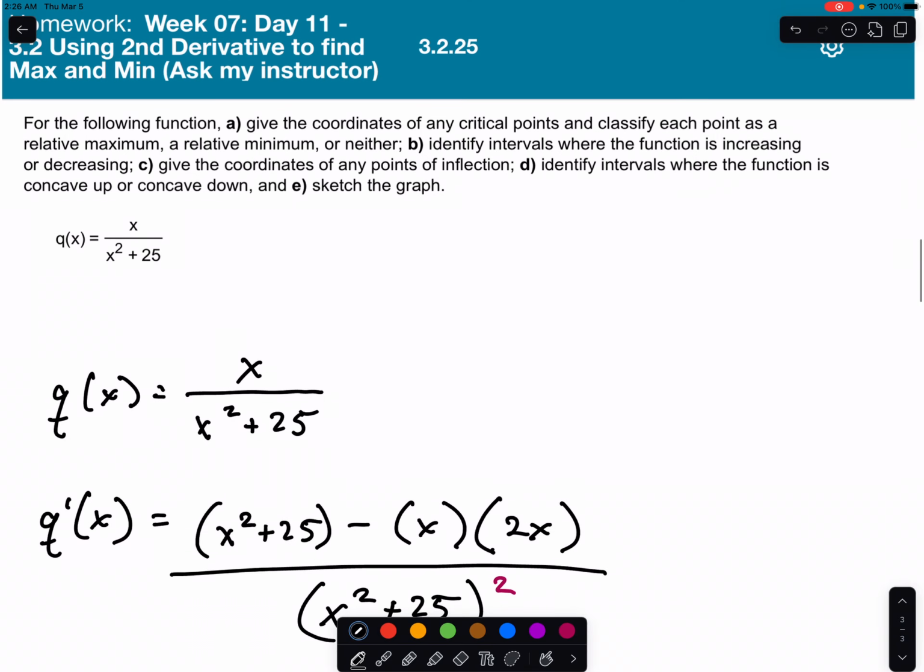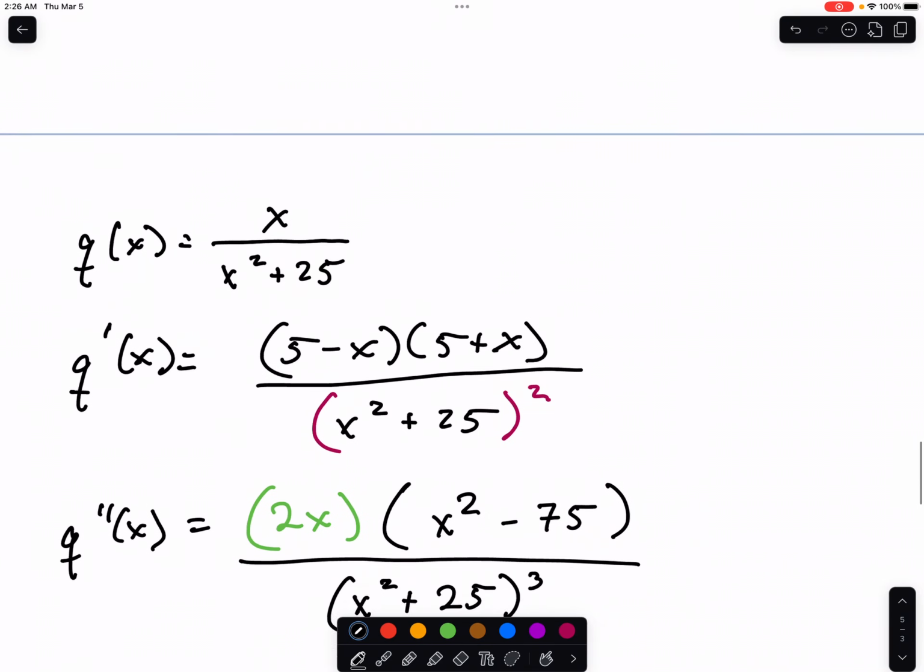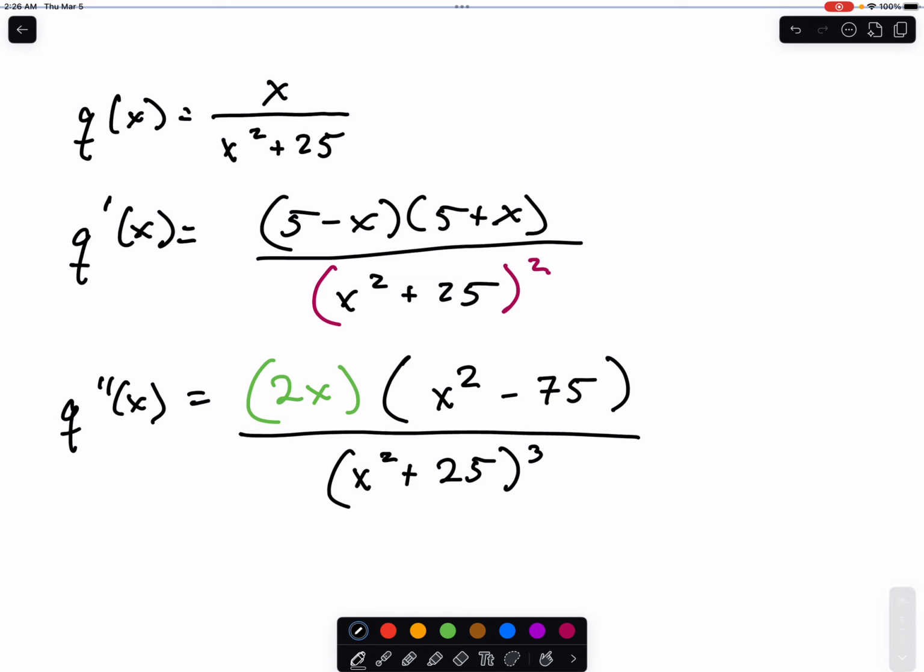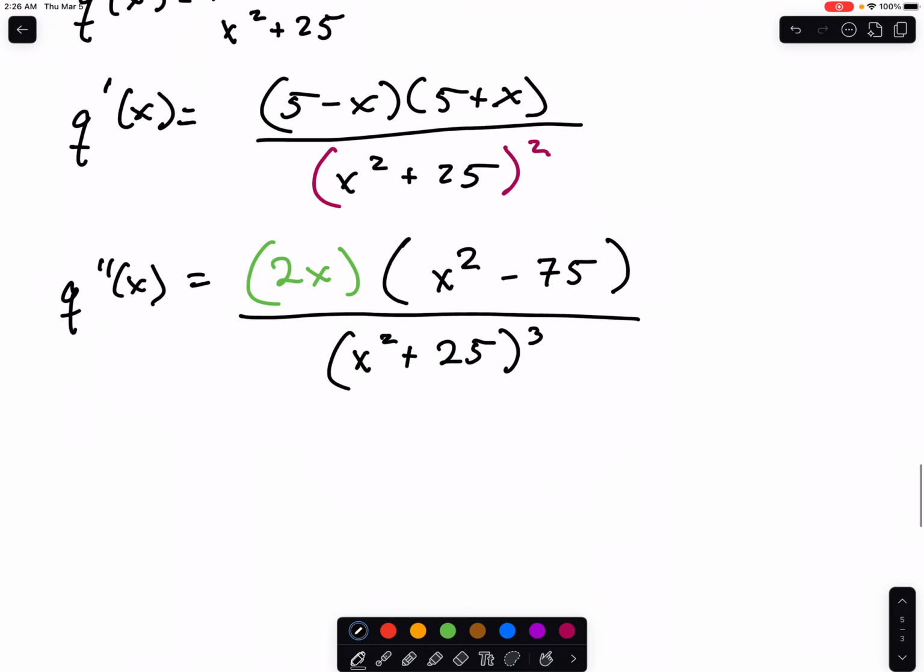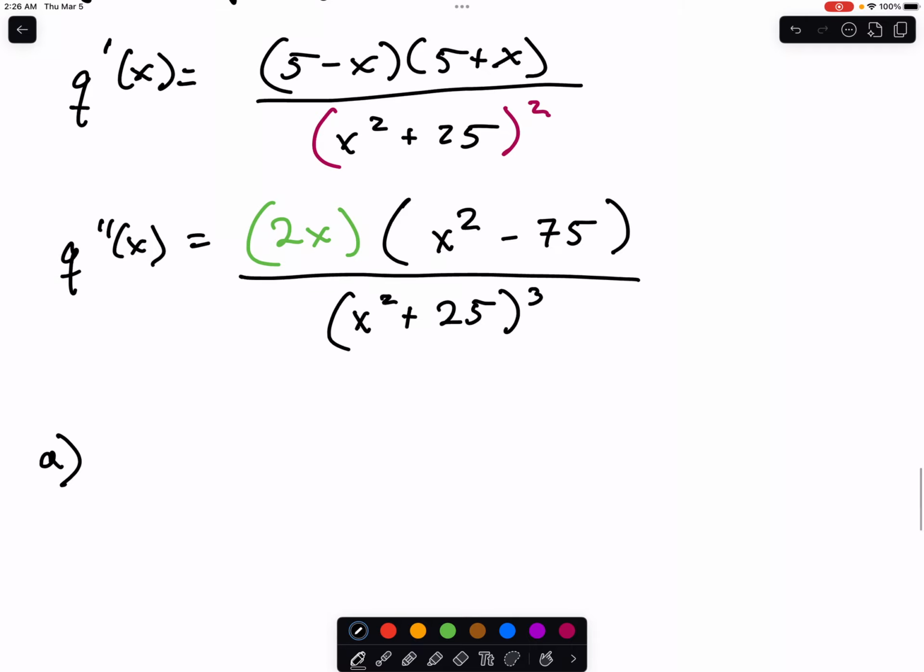Okay, so we want to find the critical points, right? So the critical points are going to come from the first derivative, right? Those are going to be those values of x that make the first derivative either 0 or undefined, okay? So for part A, we basically want to set the derivative. We want to find the values of x that makes the first derivative either 0 or undefined. The values of x that are going to make q prime 0 are going to be the x's that make the numerator 0. So if I set the numerator to 0 and solve, we're going to have 5 minus x times 5 plus x equal to 0.